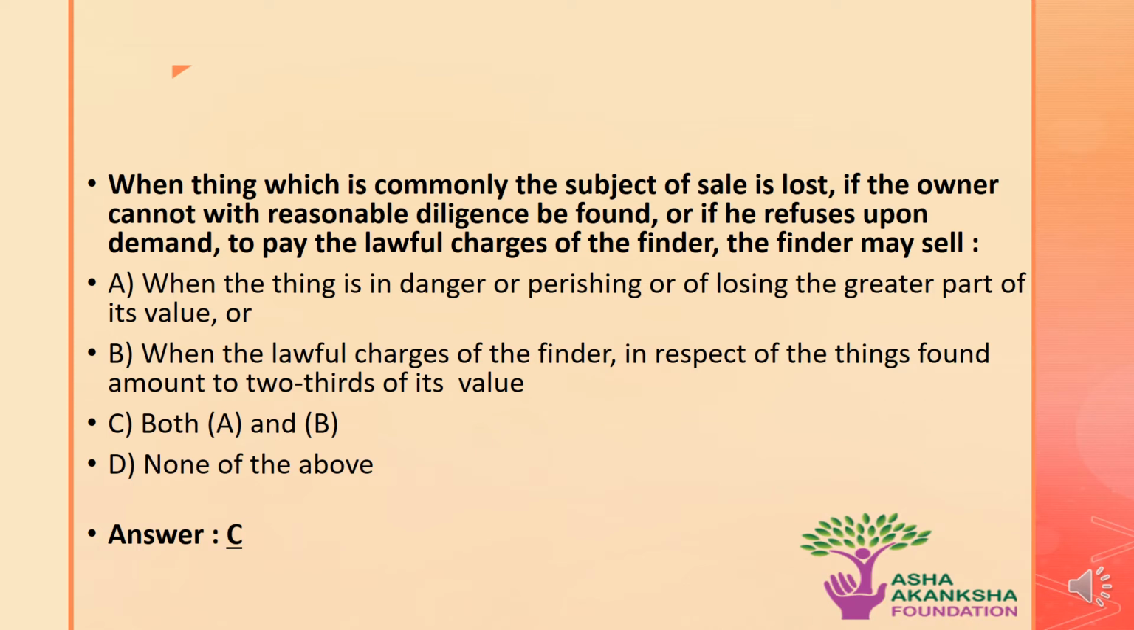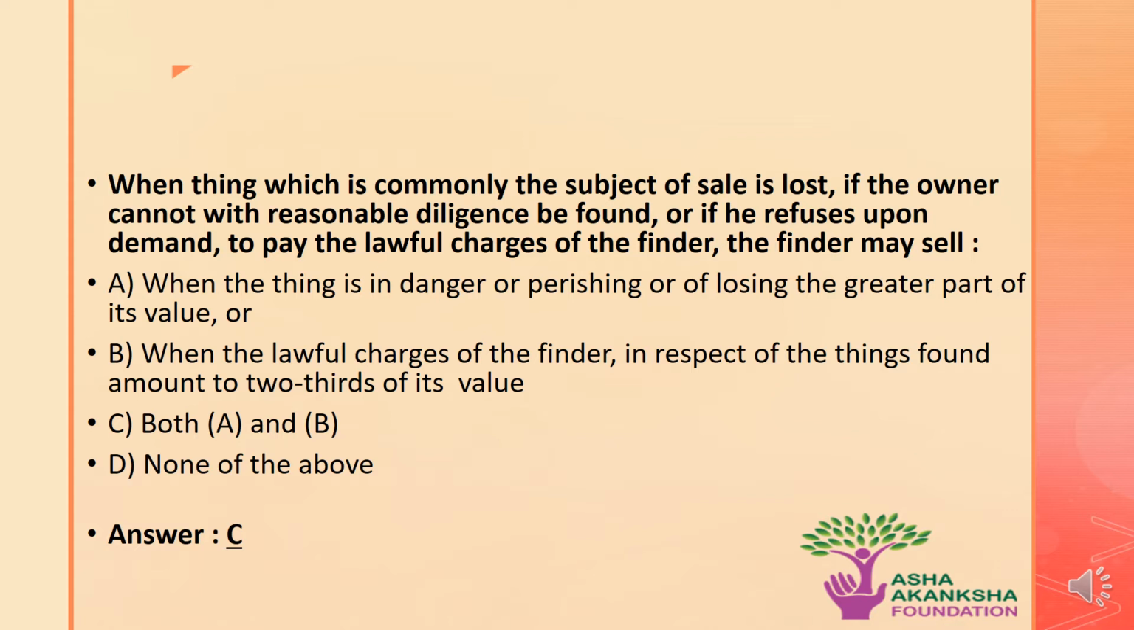The first question is: when a thing which is commonly the subject of sale is lost, if the owner cannot with reasonable diligence be found, or if he refuses upon demand to pay the lawful charges of the finder, the finder may sell it - dash. The options are A, when the thing is in danger of perishing or of losing the greater part of its value. B, when the lawful charges of the finder in respect of the thing found amount to two-thirds of its value. C, both A and B. And D, none of the above.